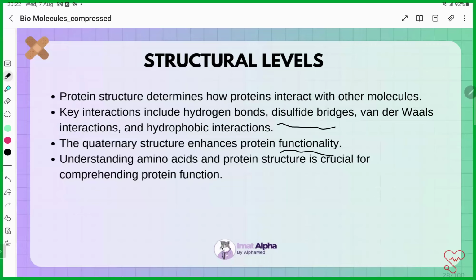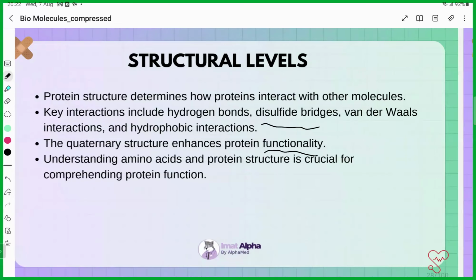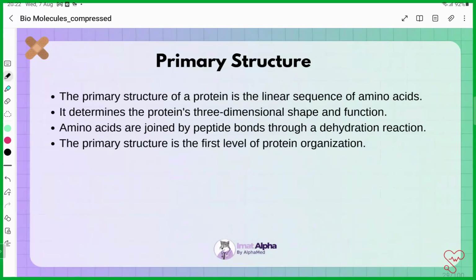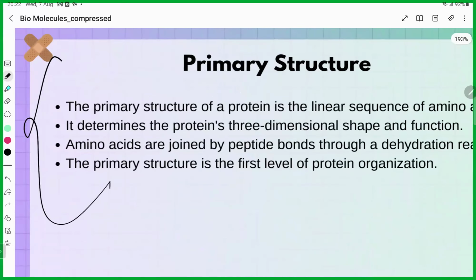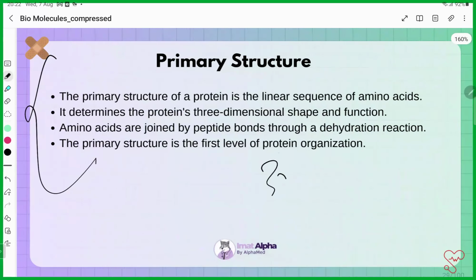Understanding amino acids and protein structure is crucial for comprehending protein function. Primary structure is a linear sequence of amino acids. Didn't we do this? Protein 3D shape, and no, it's a different one. There's somehow repetition. So it determines the protein's 3D shape and function.